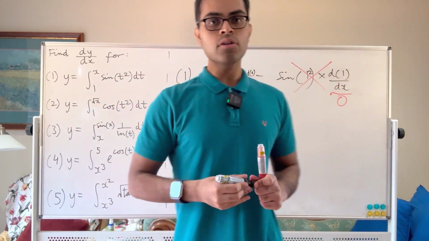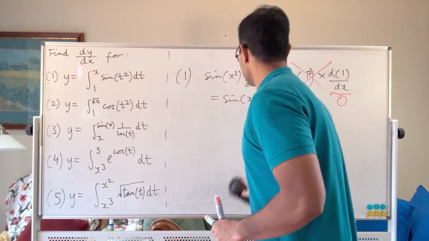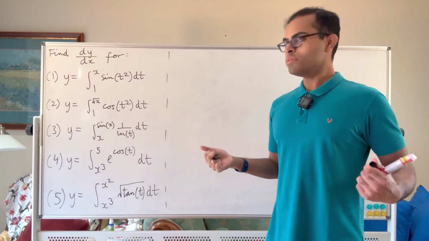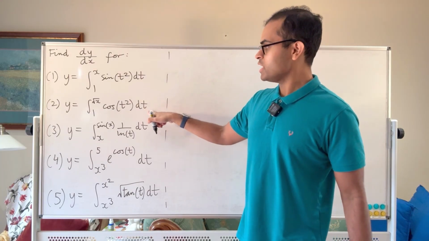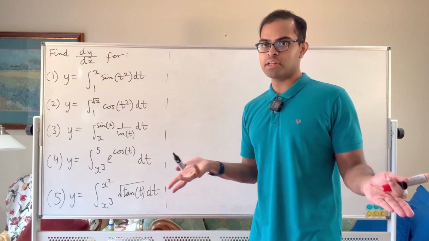Pretty cool. This is going to help us to do the other ones fast too. So number 2, and I'm just going to erase this for number 2. Number 2 is the same idea. Basically, we're differentiating this integral, so we should get back what's inside the integral, because differentiation and integration are opposite.